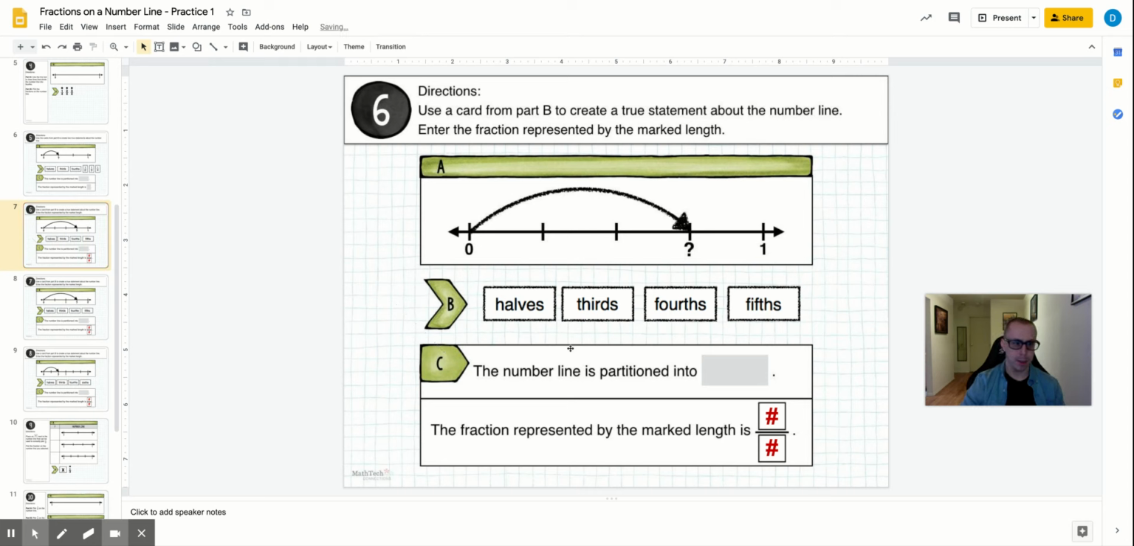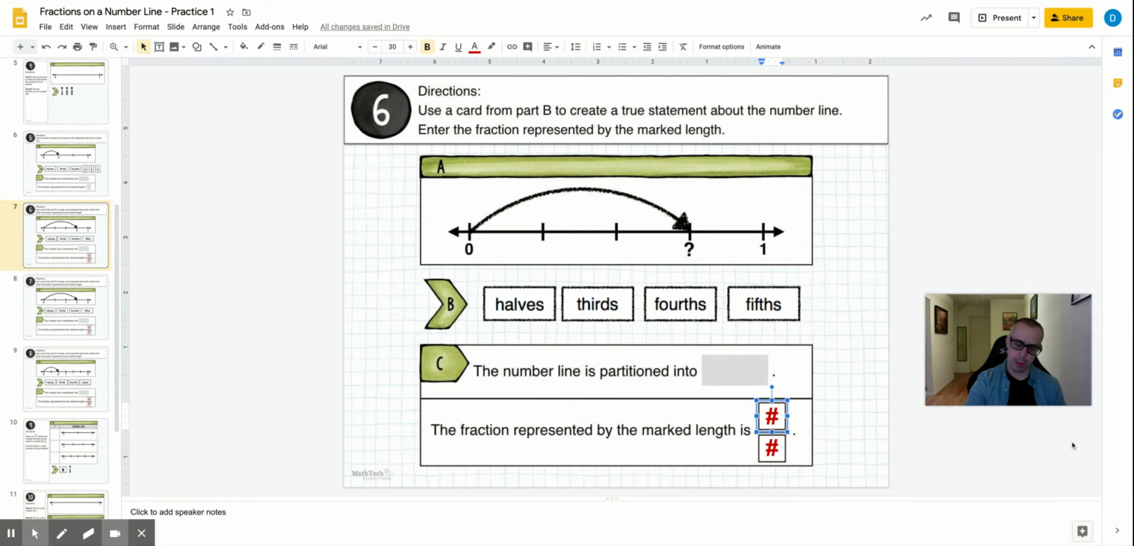Okay, so here, this line got there before when I was previewing, so I'll backspace that out. Use a card from part B, same thing, to create a true statement about the number line. Okay, what is it partitioned into? It means what is it divided into? Or you see the word part in the word partitioned? How many parts are there? Again, start from 0, count till you get to the 1 to see how many parts there are, and then drag which one it is, halves, thirds, fourths, or fifths. Remember, halves is 2 parts. And then we've seen this before. You click in the box and backspace and then type your numerator and your denominator.